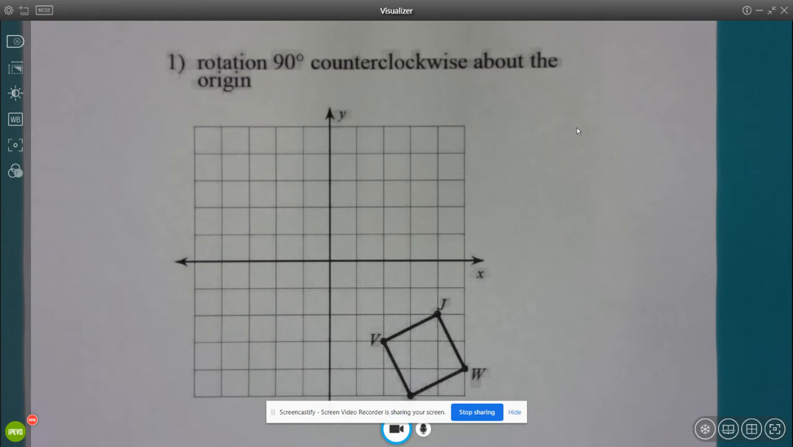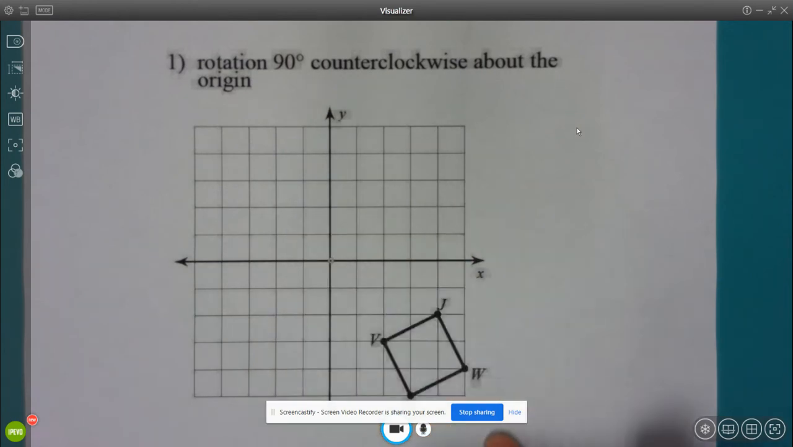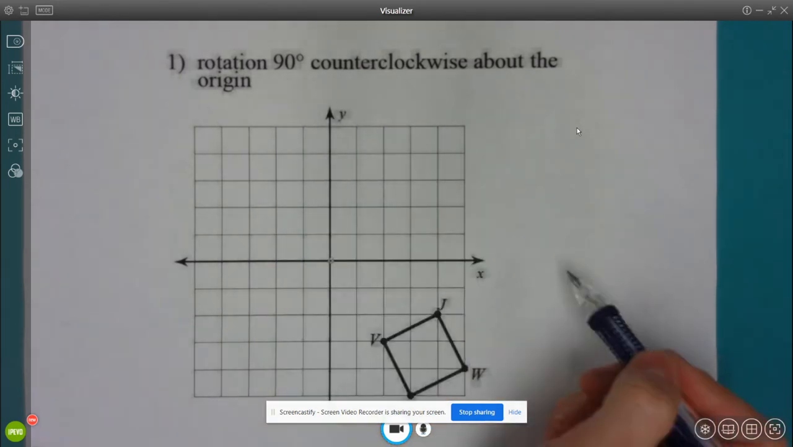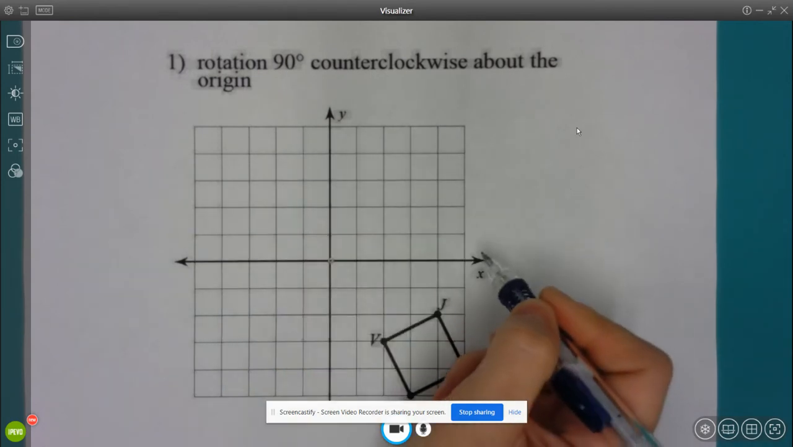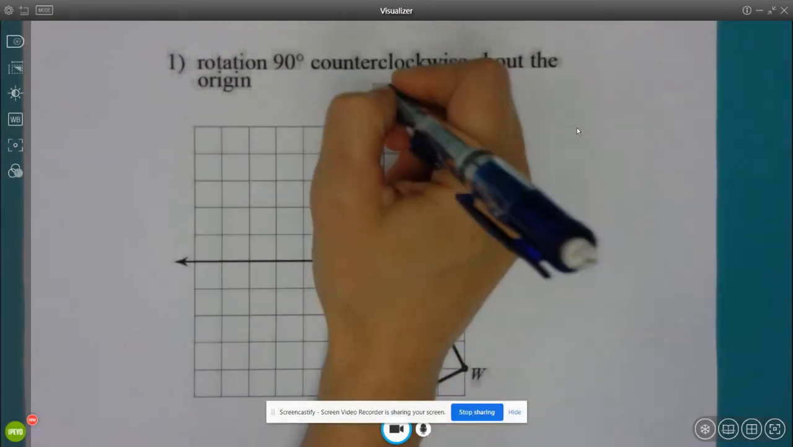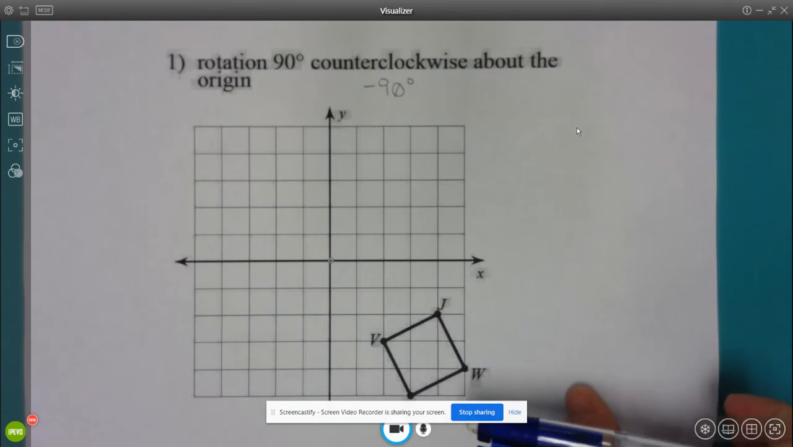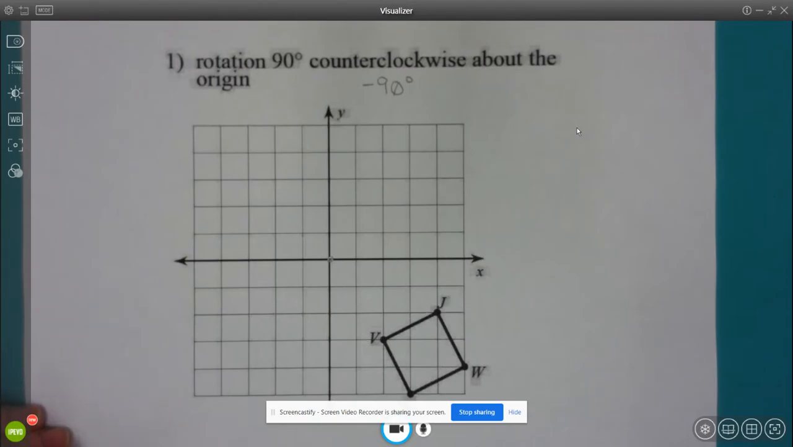Sometimes, to help us visualize, we can actually just turn our paper. The reason we can do this is because the origin is our center of rotation. Since I'm going 90 degrees counterclockwise, I'm going to be moving my picture the opposite way from a clock turning. Another way you could see this is negative 90 degrees. If they say rotate negative 90, that does also mean rotate 90 degrees clockwise.